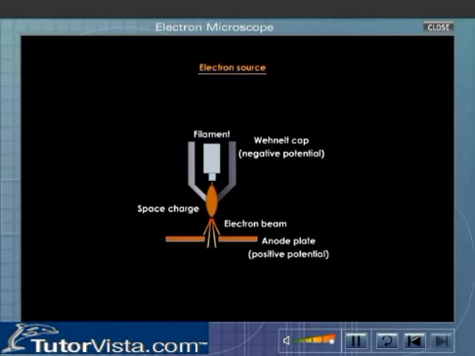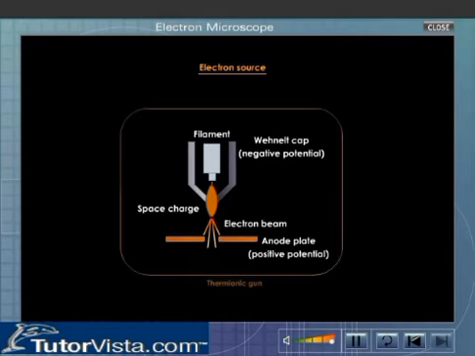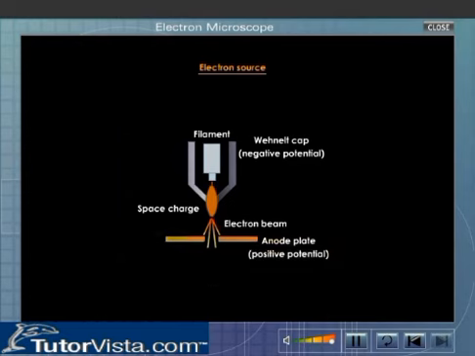Electron source. All electron microscopes generally use a thermionic gun as a source of electrons. A thermionic gun is shown here. A positive electric potential is applied to the anode plate. The filament, which is the cathode, is heated until a stream of electrons is produced. The electrons are then accelerated by the positive potential down the column.